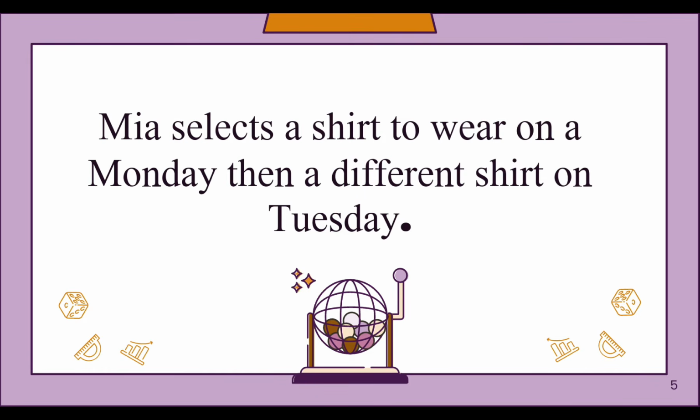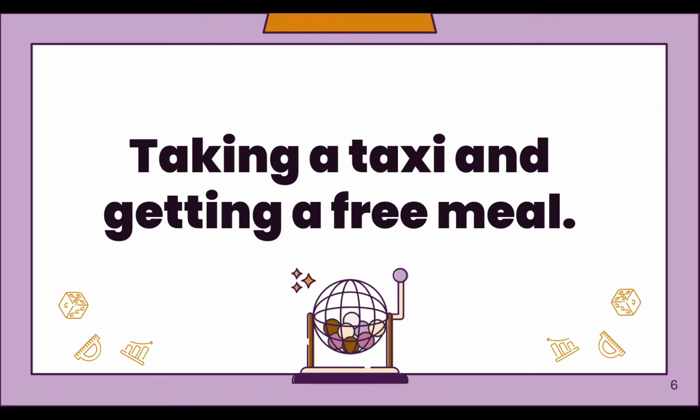Second, Mia selects a shirt to wear on a Monday, then a different shirt on a Tuesday. Decide. The answer is dependent events, considering that we already have there the word different. So the shirt on a Monday cannot be worn as the shirt on a Tuesday. Besides, it is always best to change clothes every day.